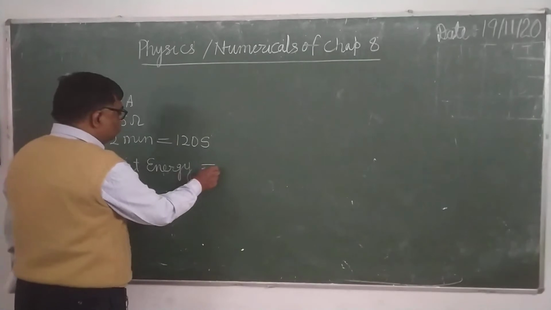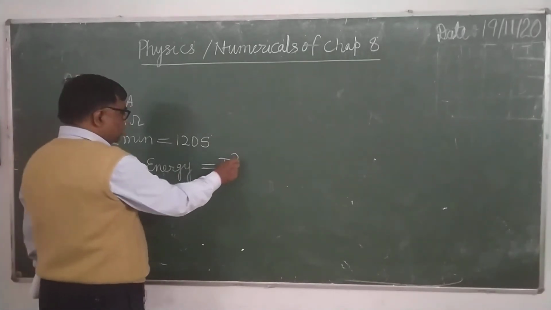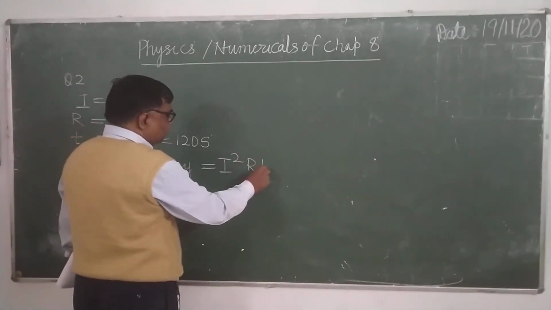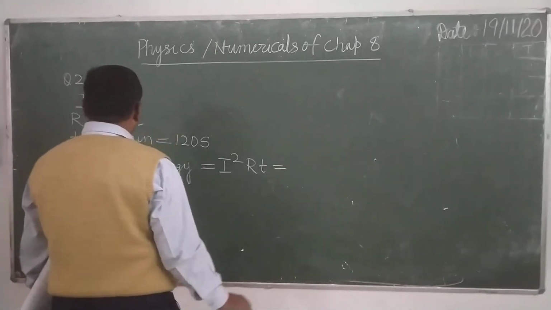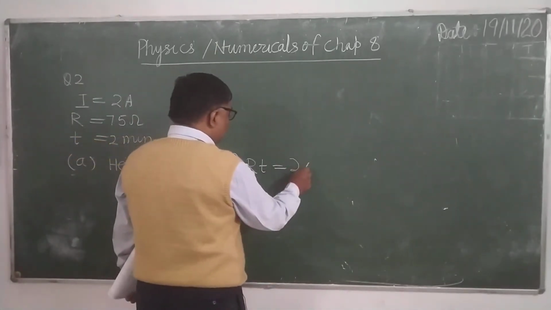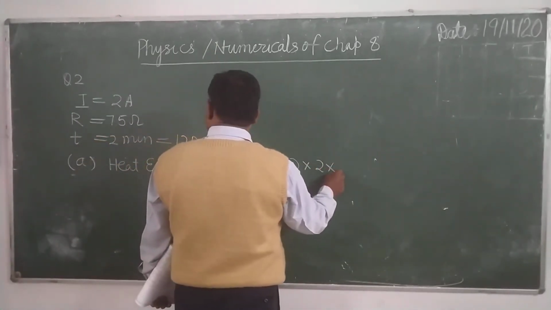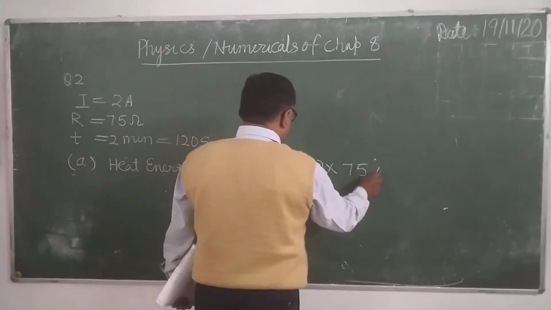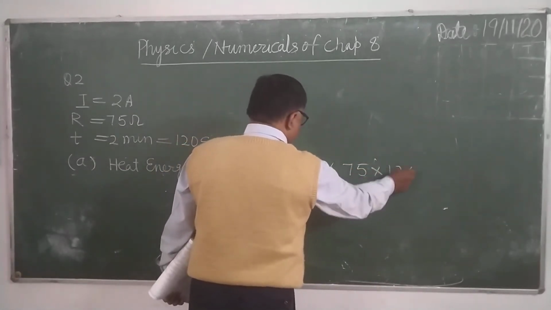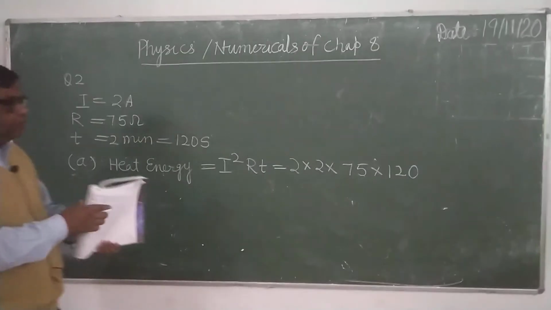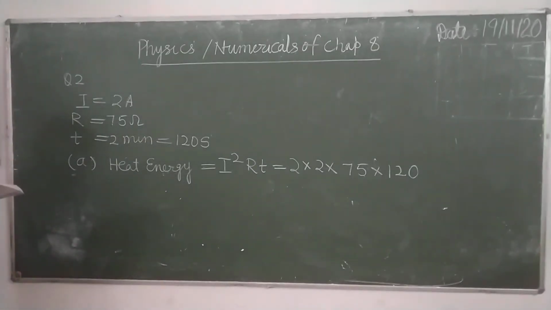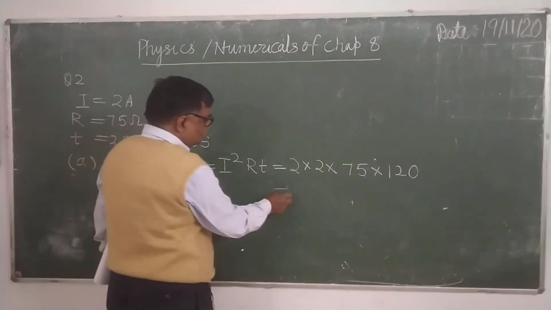Here we will use I square RT because everything is given here. So I is 2 into 2, R is 75 and T is 120. When you will simplify, it will come out 36,000 joule. 36,000 joule.